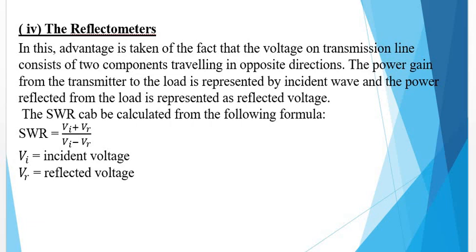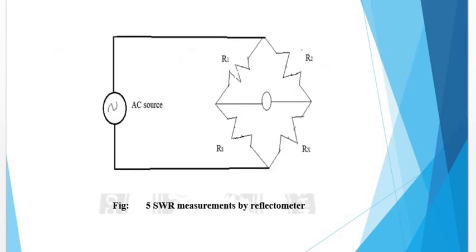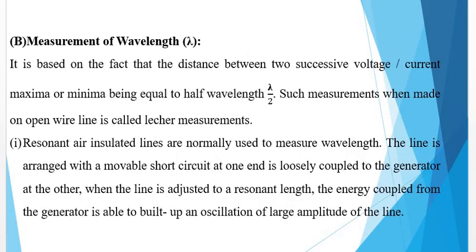Reflectometer: the voltage on a transmission line consists of two components traveling in opposite directions. The power going from a transmitter to the load is represented by the incident wave, and the power reflected from the load is represented by a reflected voltage. So, SWR can be calculated from the following formula: SWR is equal to the sum of incident and reflected voltage divided by the difference of incident and reflected voltage. The SWR measurement setup for the reflectometer is shown in the figure. The meter is energized with the help of an AC source.